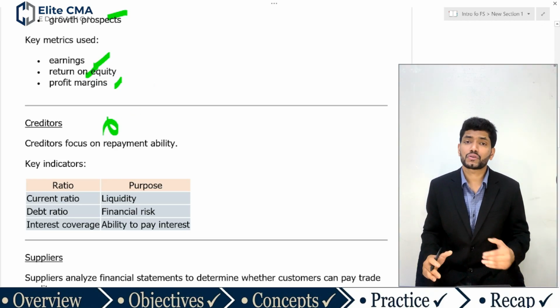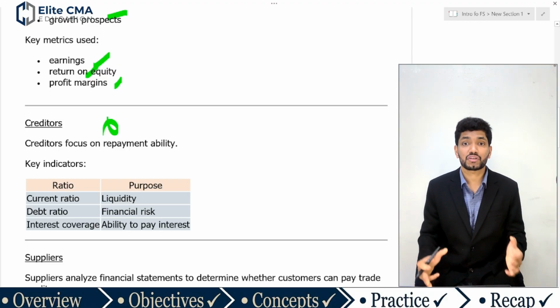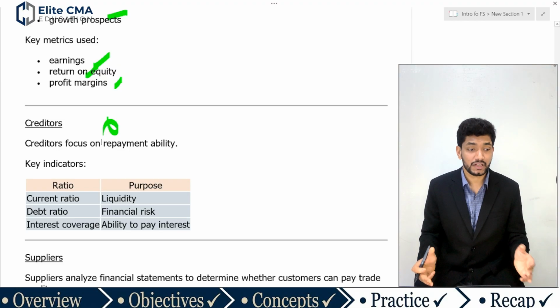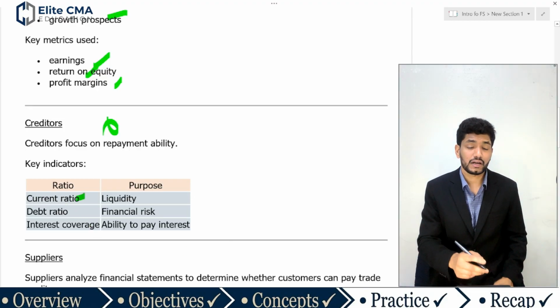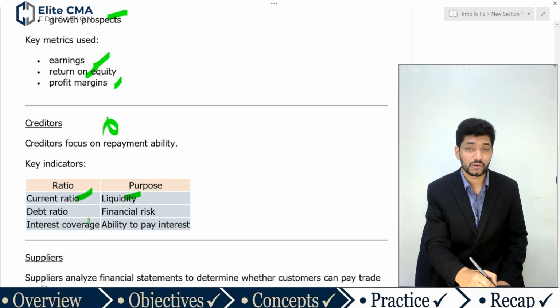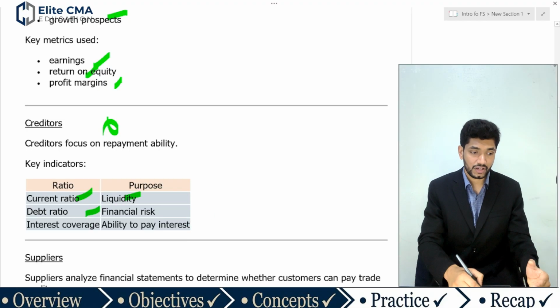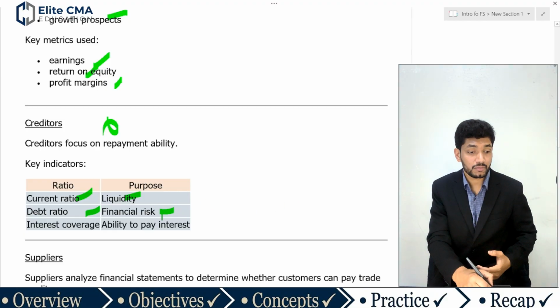Creditors normally look into the repayment ability. If I give some credit to some of my customers, they are definitely looking into the repayment ability and liquidity position. So normally creditors will evaluate the current ratio. The current ratio's purpose is to evaluate the liquidity. Then the debt ratio shows how financially risky the company is. Then the interest coverage ratio measures the ability to pay the interest.